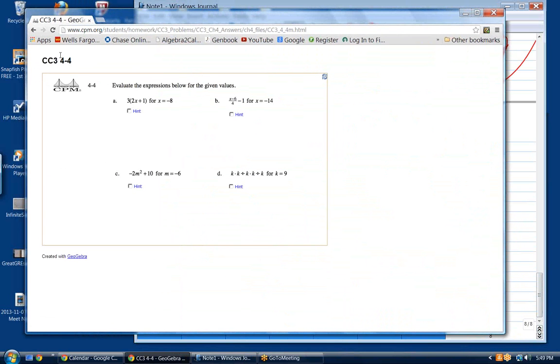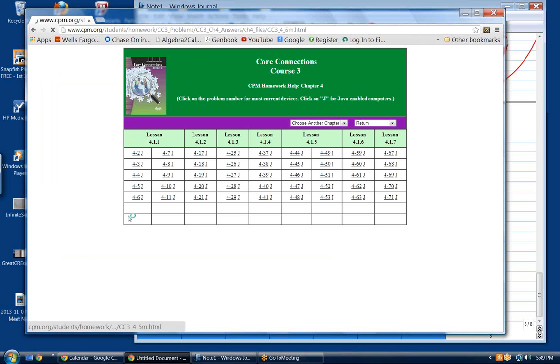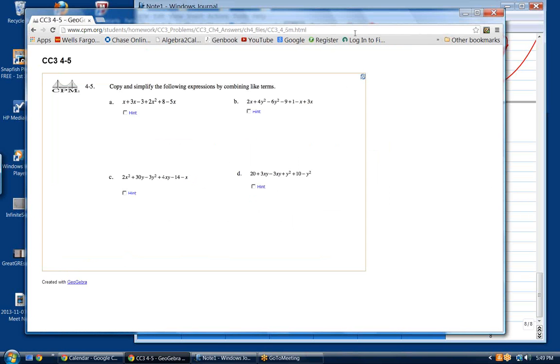What else we got? Should we go to a different section, 4 or 5? Yeah, just do 4 or 5.